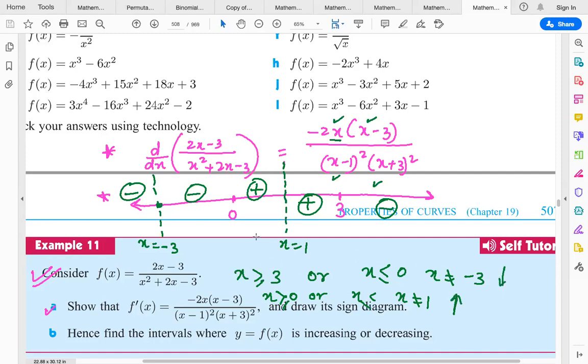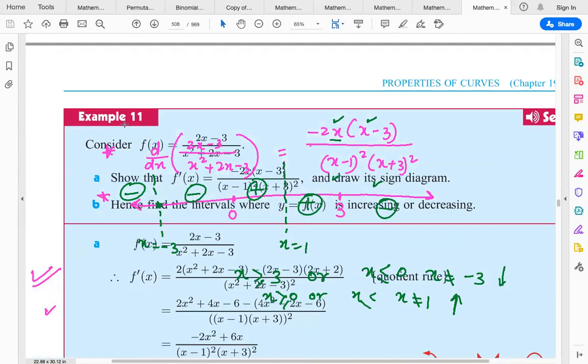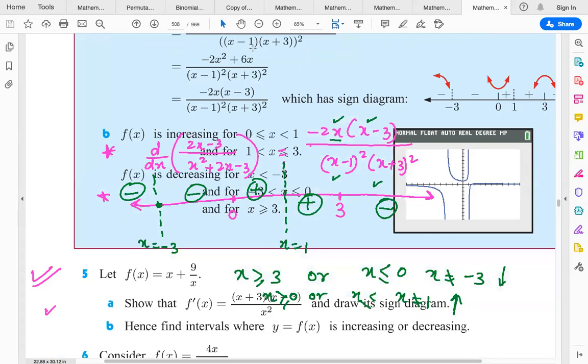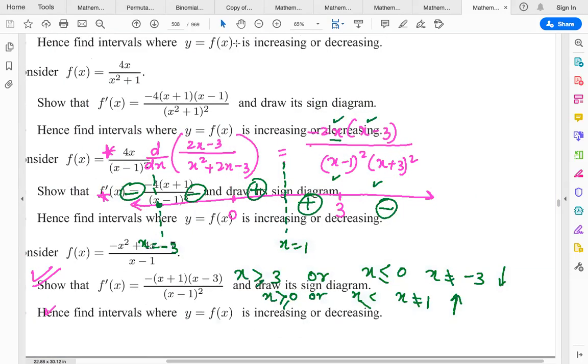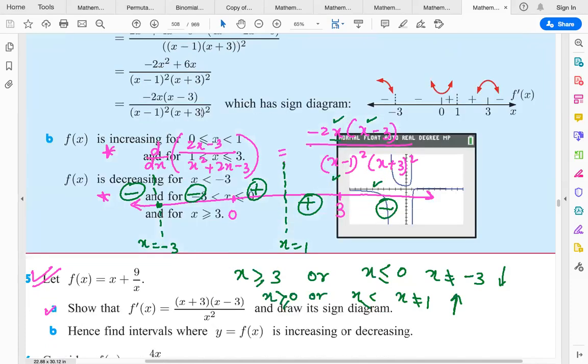So let's cross-check our answers with the answers given in the textbook. We can cross-check our sign diagram. All right, the sign diagram is pretty much the same. Yeah, here we go, the sign diagram is the same. So it's negative, negative, positive, positive, and then again negative.